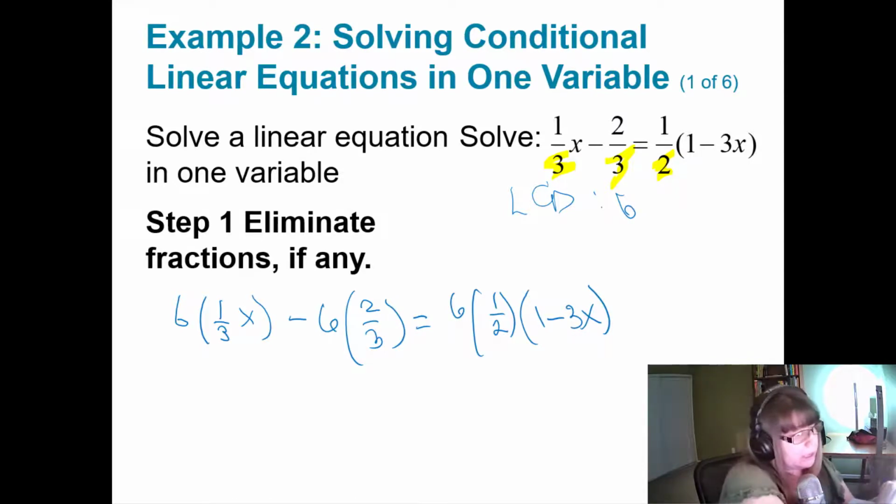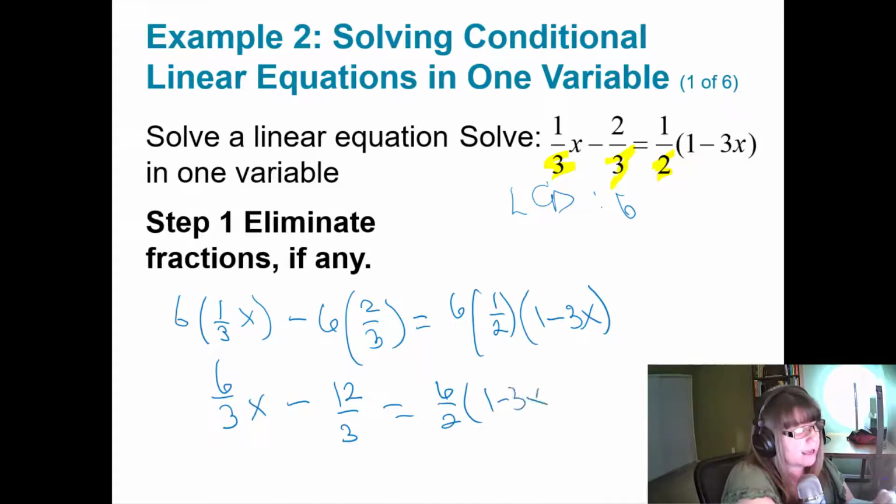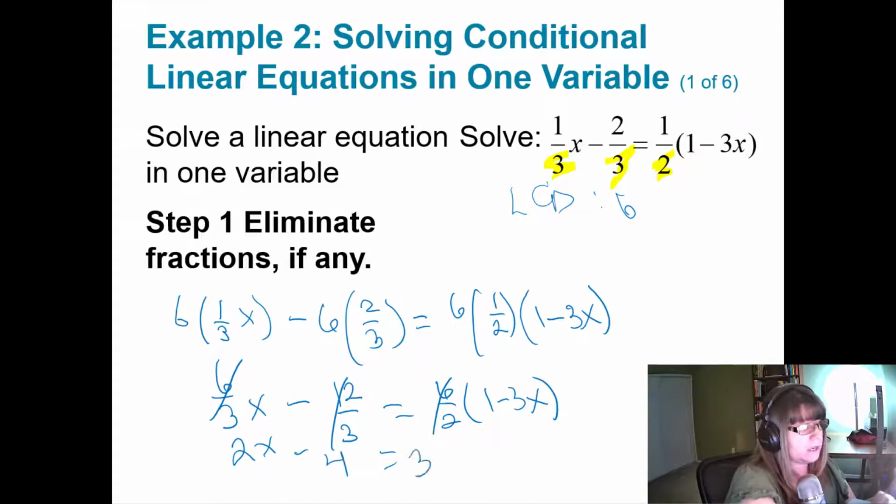Multiplying that 6 through, I get 6 over 3x minus 12 over 3 equals 6 over 2 times 1 minus 3x. Now at this point, we haven't eliminated the fractions until we hit step 2. Step 2 is simplify. So I'm going to go ahead and simplify these fractions, and I get 2x minus 4 equals 3 times 1 minus 3x.